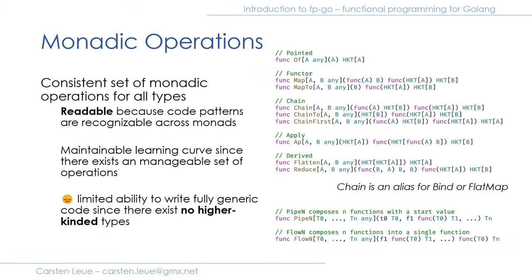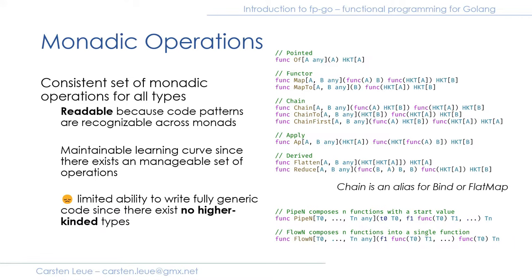So this is an overview of the set of monadic operations that's available. It's not 100% complete, but it gives you an idea. So we have the typical functions you will find in a monad. We have the of function that creates a higher kinded type, the map function, the chain function.